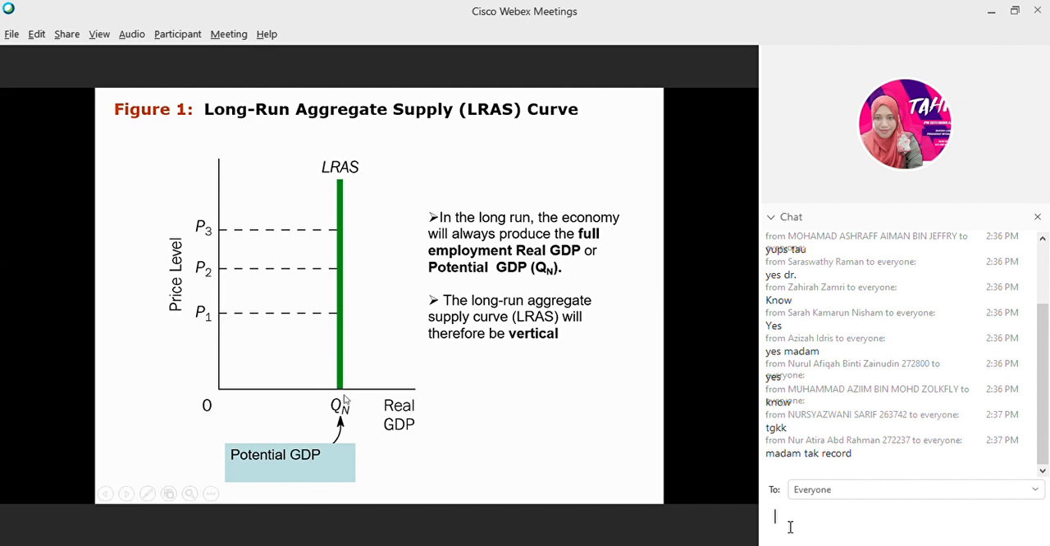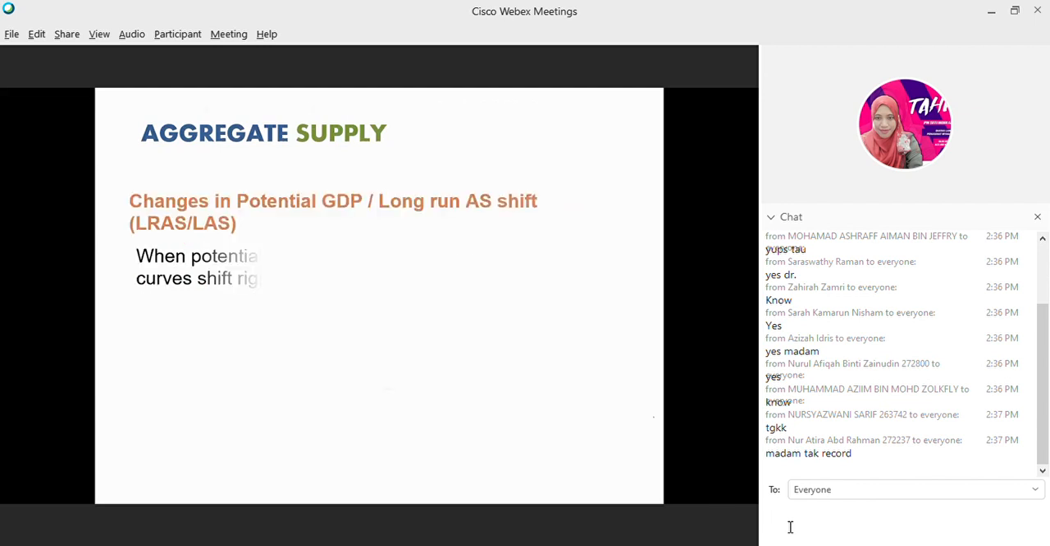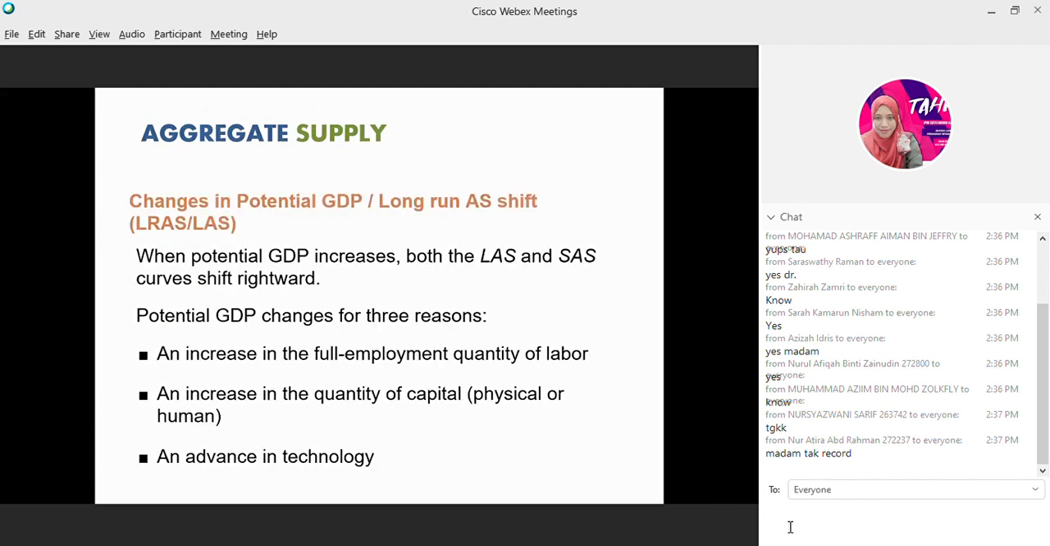Okay, so the LRAS can shift to the right over here or shift to the left over there. When it shifts, why does it shift? If LRAS shifts to the right, you can imagine that our potential GDP is increasing, meaning that we have more resources. If we detail the resources that we have, this is the resources that I mentioned just now.